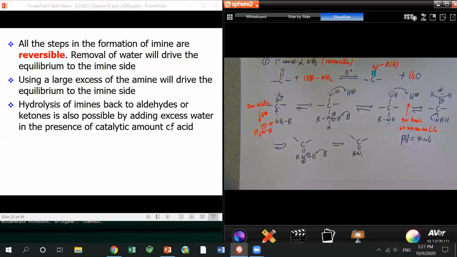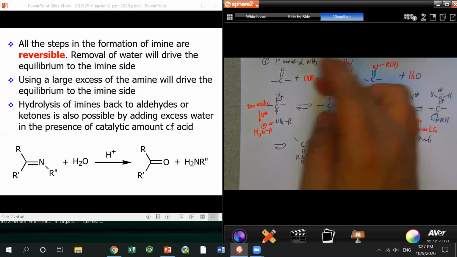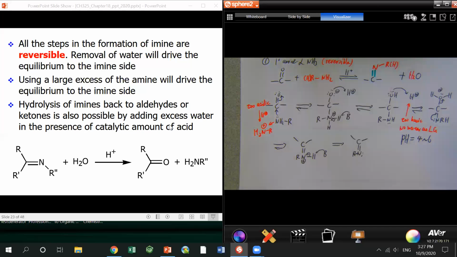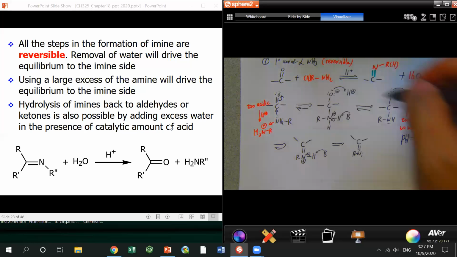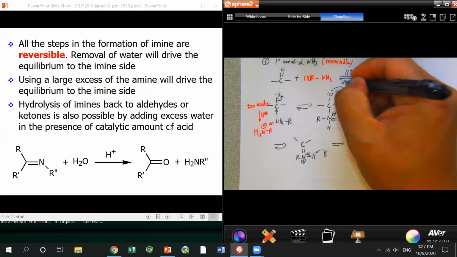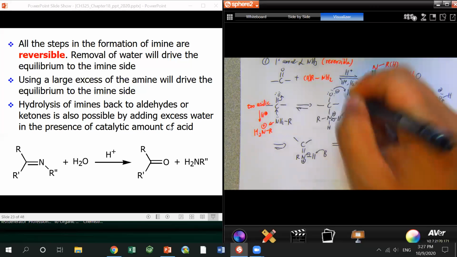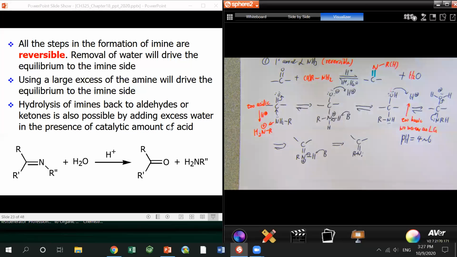But if you like, you can also hydrolyze the imine back to the aldehyde or ketone and the amine. That's pretty easy: just add excess water and a catalytic amount of acid, which shifts it back. So I put here acid and water, which can shift the reaction back. That also means imines don't like water, so keep that in mind.